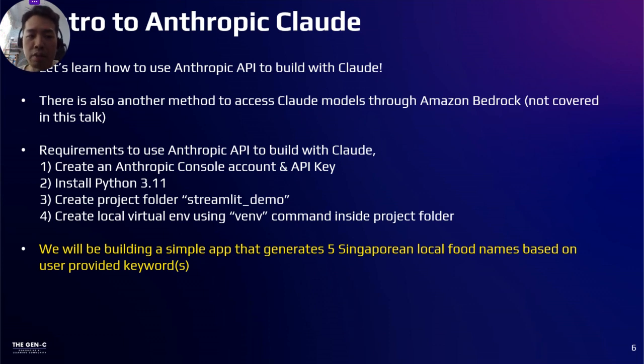For the requirements to use Anthropic API to build with Claude, you need to create an Anthropic console account and create an API key, install Python 3.11, create a project folder named Streamlit demo in your machine, and lastly, create a local virtual environment using the venv command. We'll be building a simple Gen AI web app that generates 5 Singaporean local food names based on user-provided keywords.